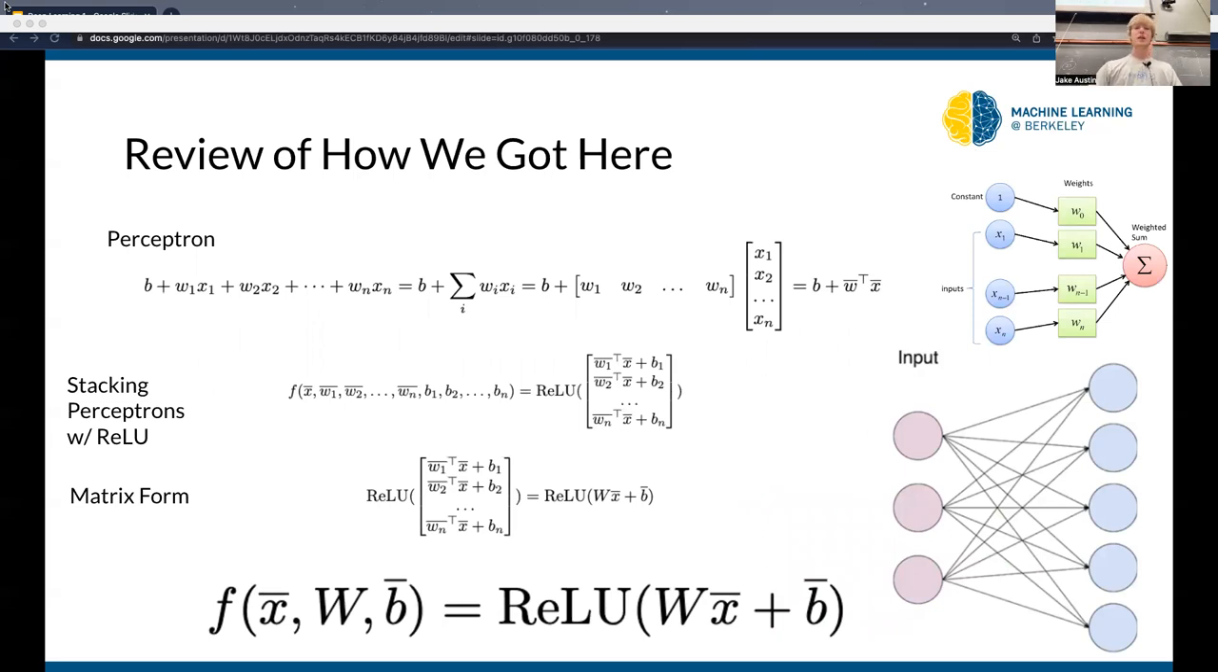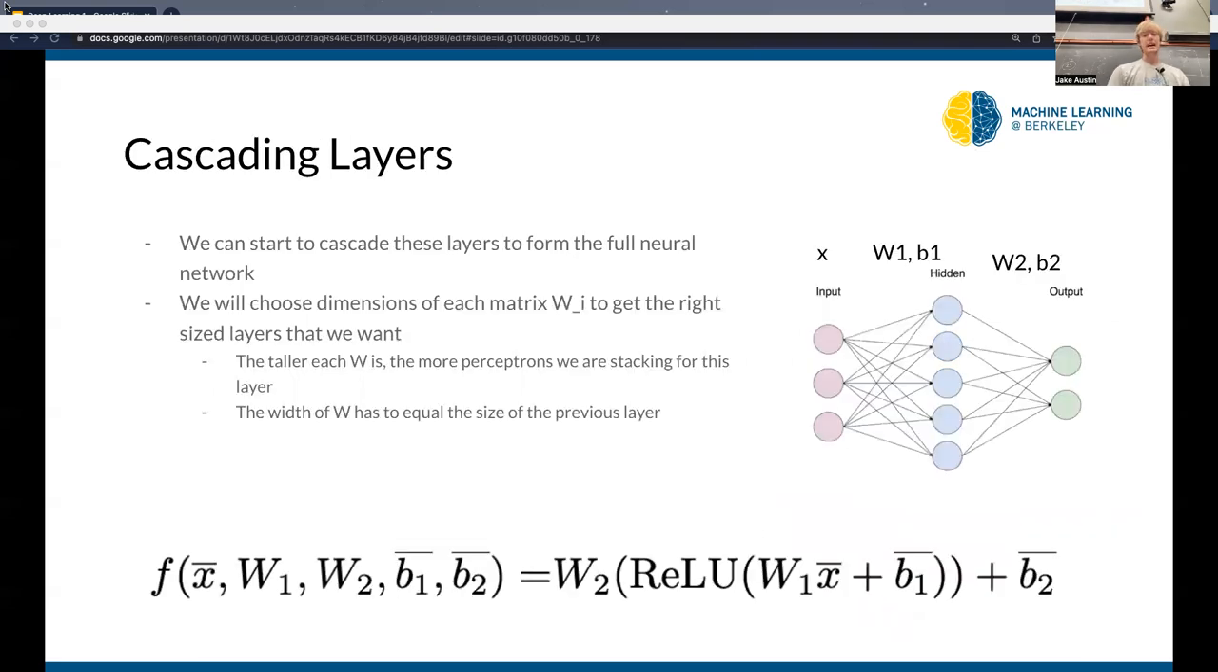Just taking the perceptron, notating it as just a dot product plus a little scalar value on the end, stacking a whole bunch of them up and forming a matrix vector multiplication. So you can represent a single layer of a neural network. And then cascading a bunch of them, you get something like this for a simple two-layer neural network. That is what it all boils down to.